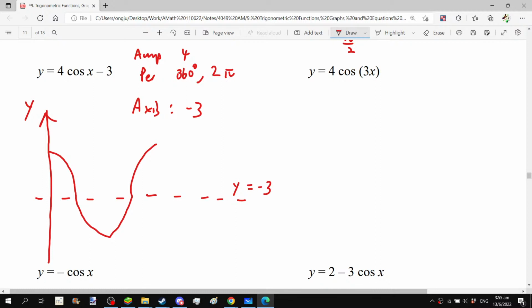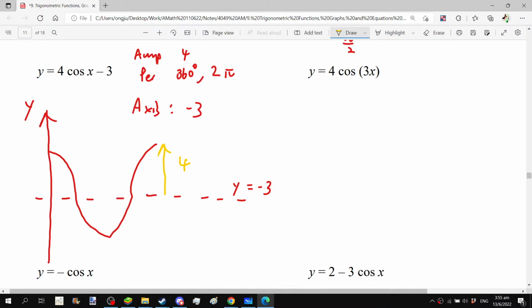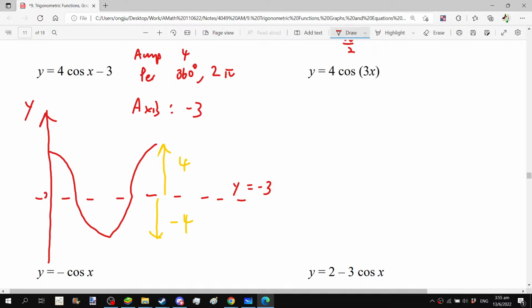And because the amplitude is 4, what would that mean? It would mean that I have to travel 4 steps up and 4 steps down to reach the maximum and minimum values. Since we're starting from -3, we can therefore expect to have a maximum at 1 and a minimum at -7. Now that we know this, then you can draw in the x-axis, which is why I say it's better to start from the axis. You just draw in the graph first, fill in the x-axis after the fact. We expect the x-axis to be somewhere here.